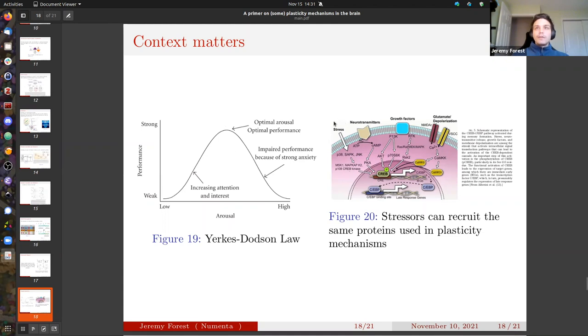There's also some data showing that some stresses on the left here interact via some proteins, a specific cascade of proteins, with the same molecules that are involved in learning and memory storage at the cellular level. So the context, in that sense, matters for forming and forgetting memories.